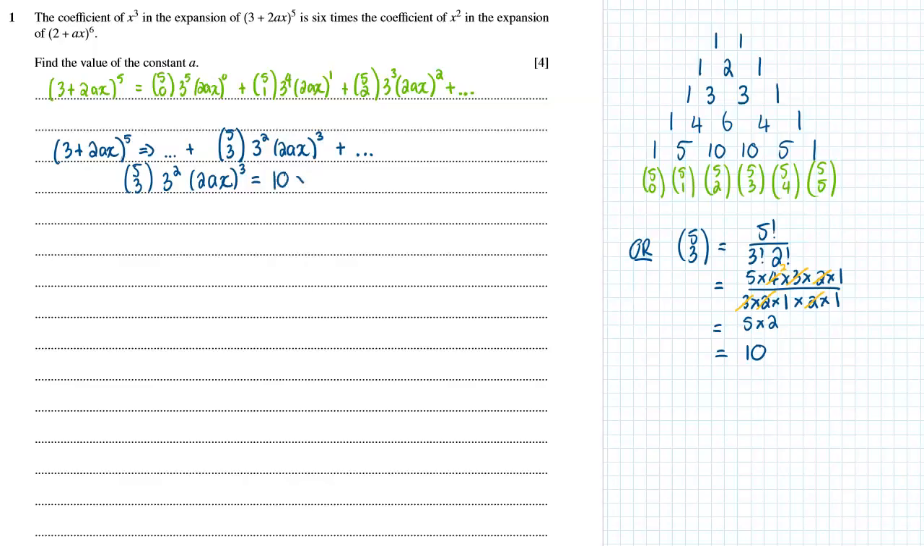All right, so then if we keep going, we've got 3 squared is 9, and we have 2ax in brackets raised to the power of 3. So 2 to the power of 3 is 8. A cubed is a cubed, and x cubed is x cubed. All right, if we put all of the coefficients together, we get 10 times 9 times 8, 720, a cubed, x cubed. And our coefficient is the 720 a cubed.